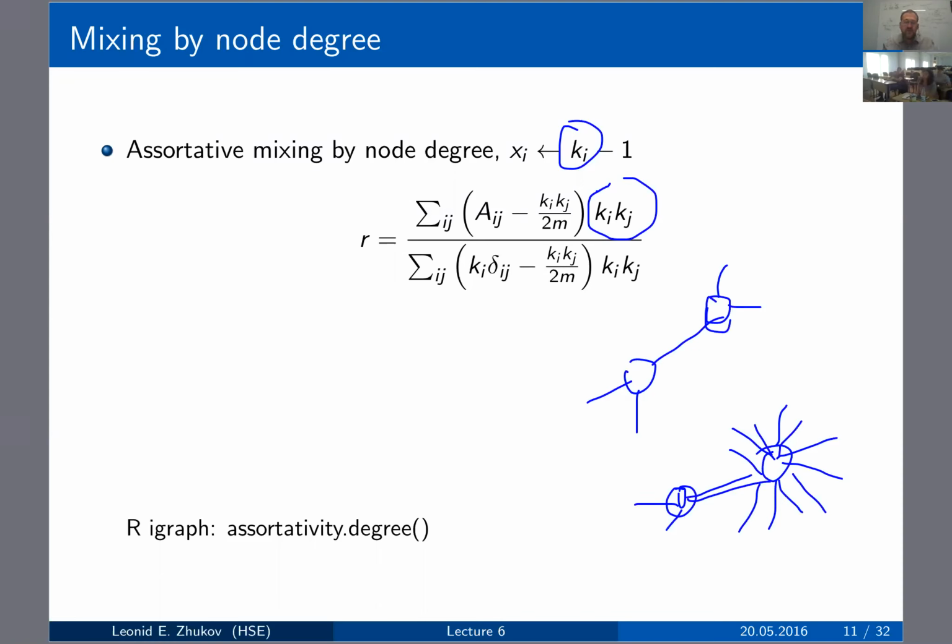And there is also a special command within iGraph, assortativity by degree. And so why is this important? Well, that actually tells us a lot about the graph structure. And on the next slide, I'm going to show you a few examples of that.